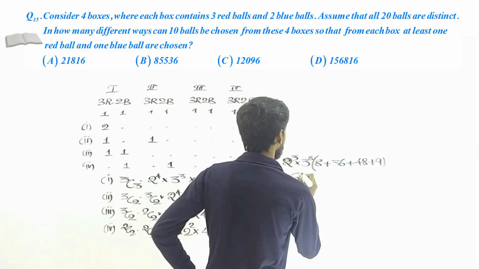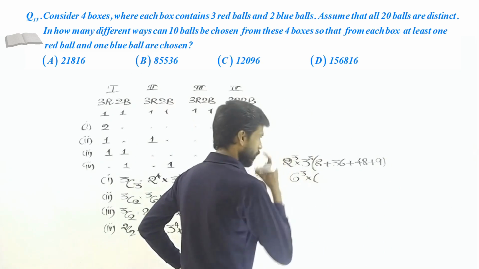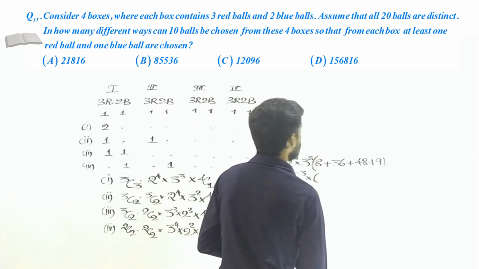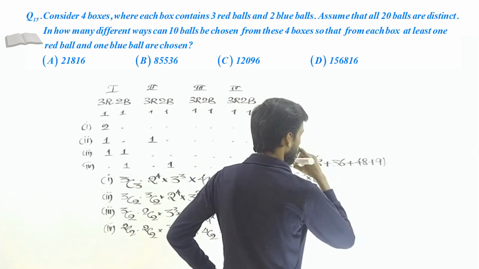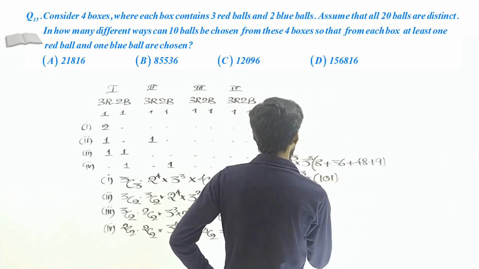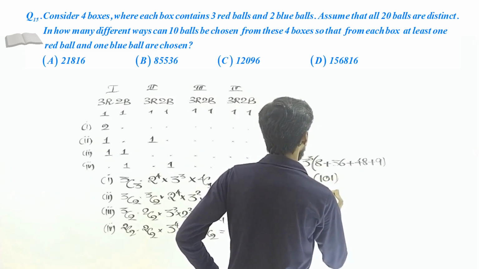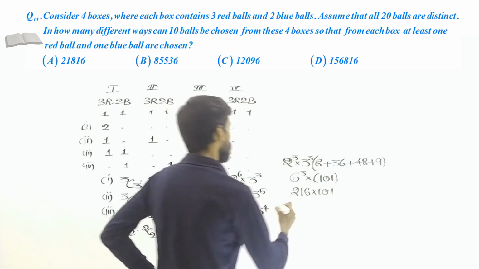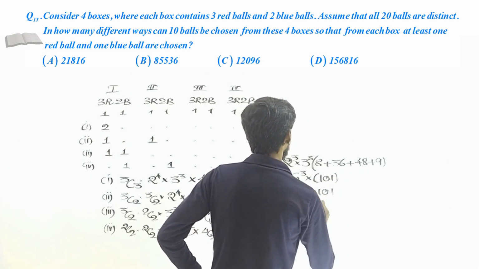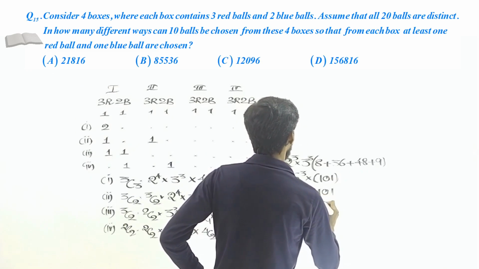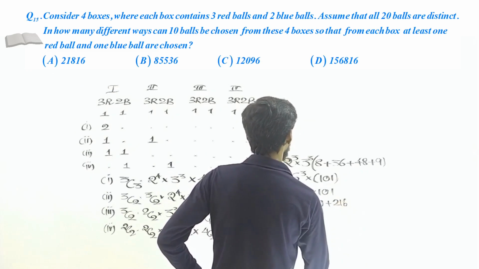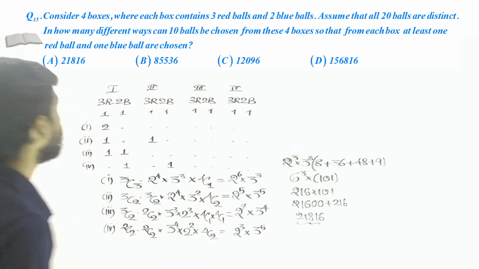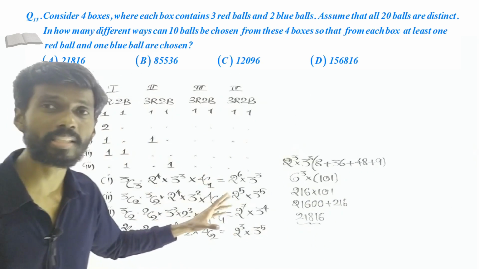So this is 6 cubed multiplied by what value? 8 plus 36 is 44, plus 48 is 92, plus 1, so 101. So 216 multiplied by 101, which means 21600 plus 216, which is 21816. So this should be the answer. Let's check whether this is there. 21816, so that is the required answer.